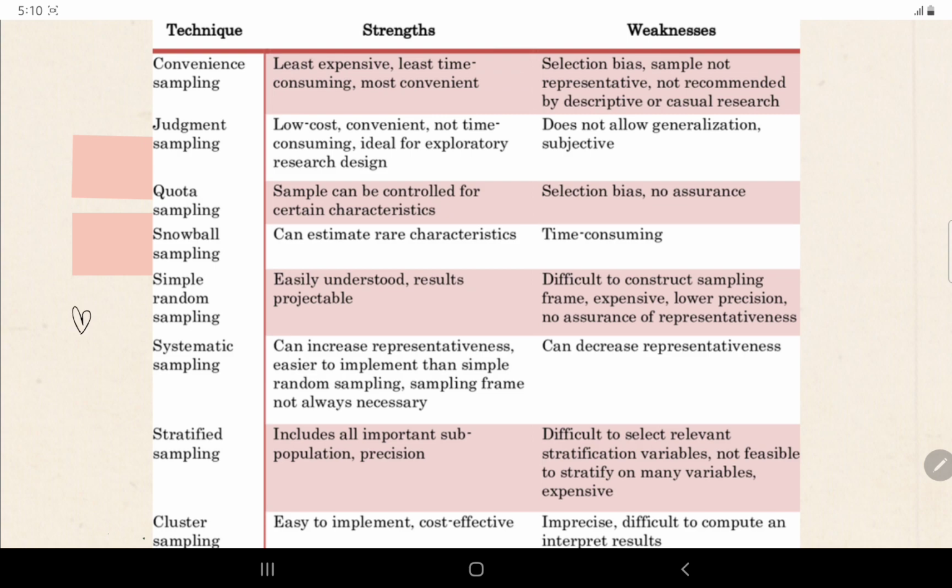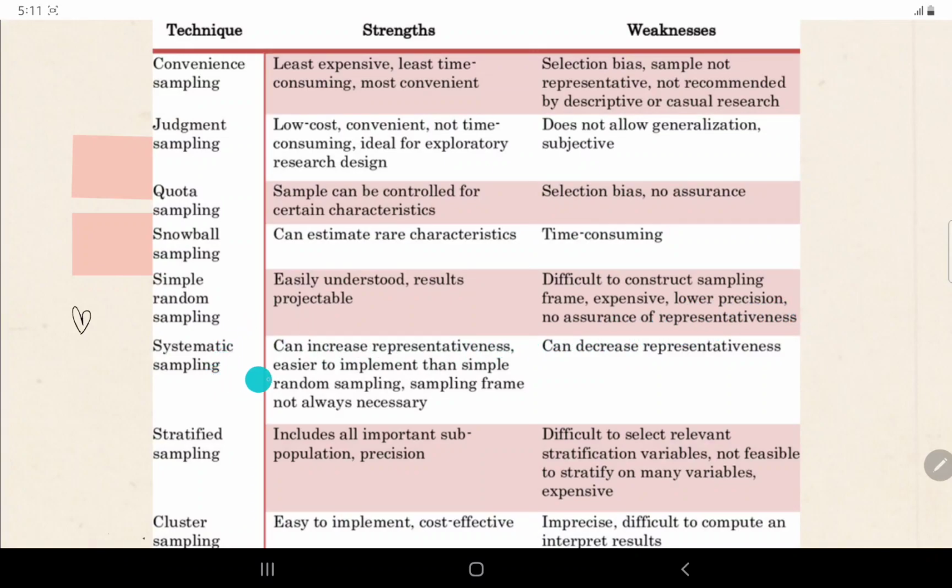Okay, it is subjective. And then for quota sampling, the sample can be controlled for certain characteristics, but the selection is biased and there is no assurance. Snowball sampling can estimate rare characteristics. Okay, rare, karakteristik yang rare. Contohnya kes-kes yang rare macam saya katalah. But it is time consuming. SRS, okay, it is easily understood and the result is projectable, but it is difficult to construct a sampling frame, expensive, lower precision, and no assurance of representativeness.